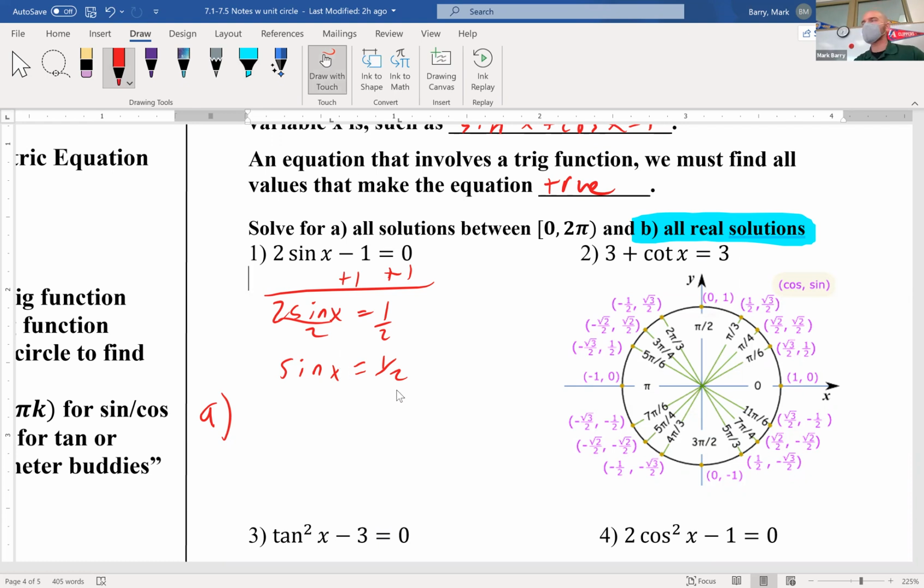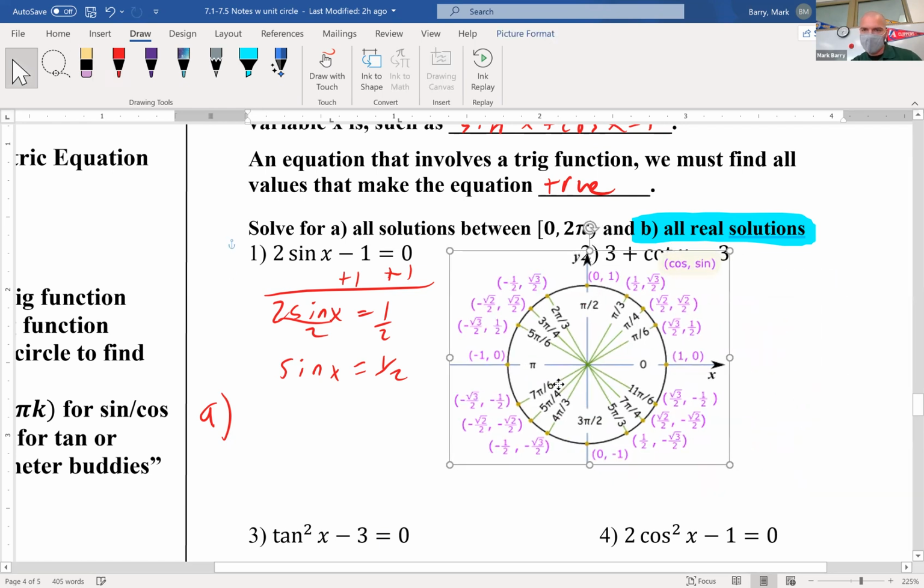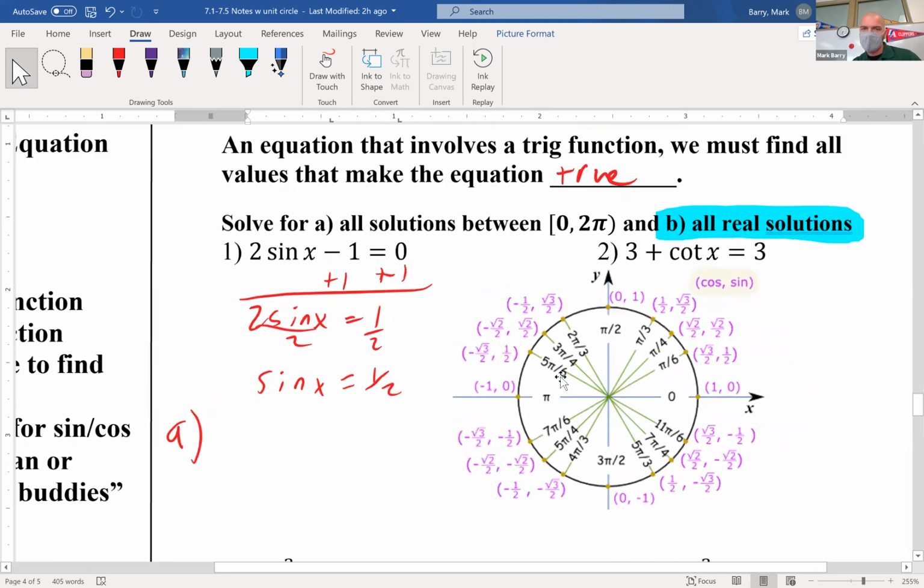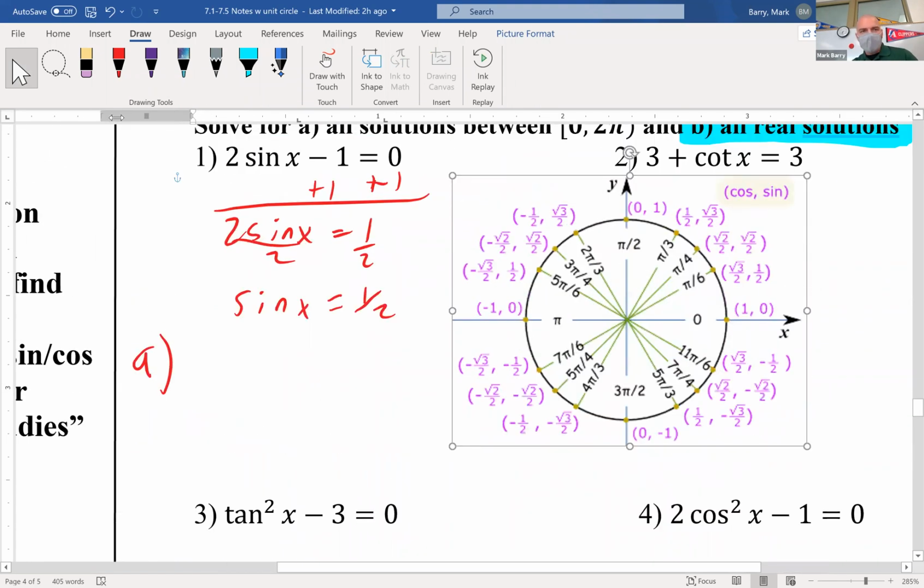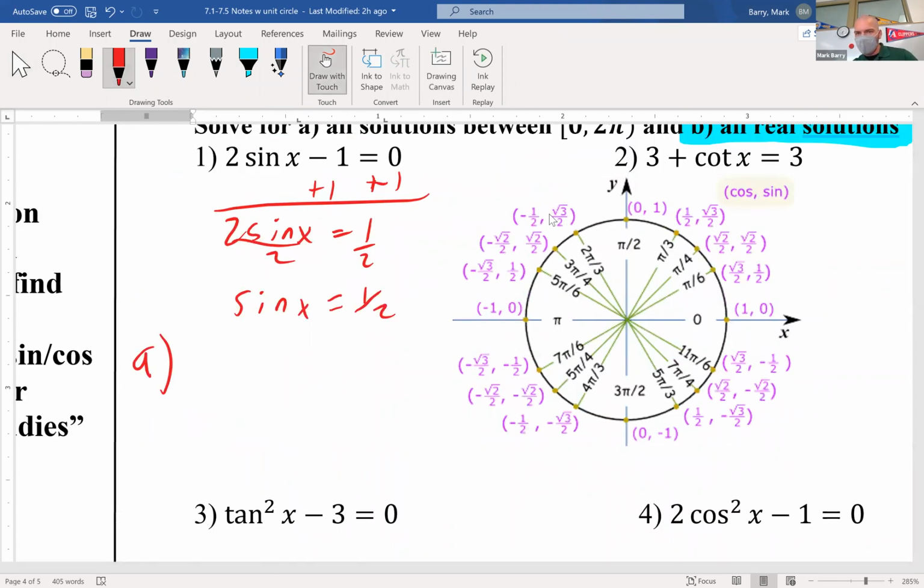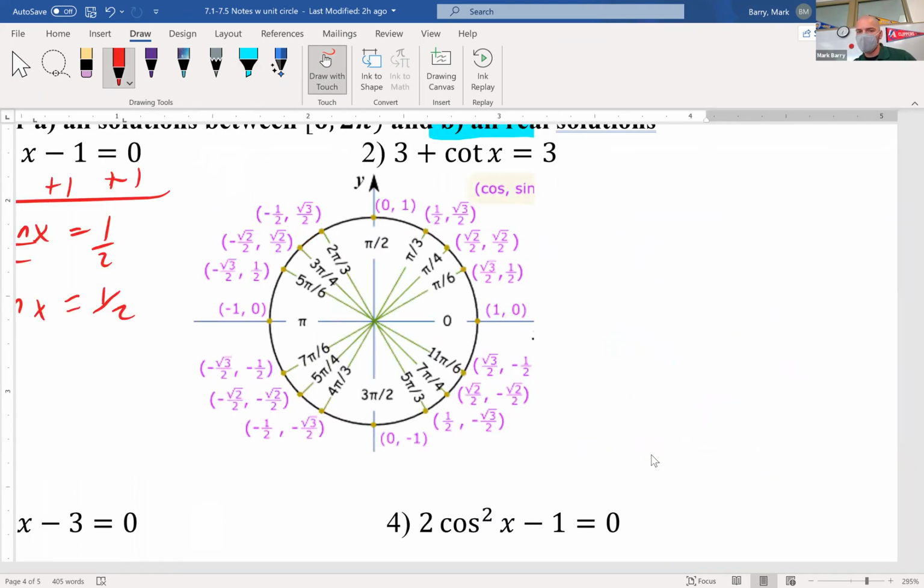Where does sine x equal 1/2? So I have to look at my unit circle now. Let me zoom in a bit. Okay, so they give us a good reminder here that these points are cosine comma sine. So the x value is cosine and the y value is sine.